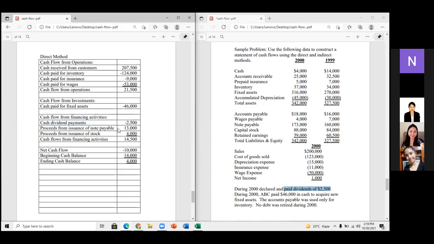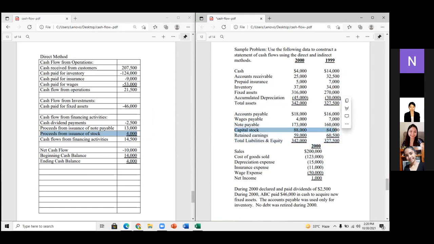And yung 13,000 naman, proceeds from issuance of notes payable. Andito siya. Itong notes payable, kung mapapansin mo, nagkaroon siya ng increase. So, ibig sabihin, nagkaroon ka ng proceed. Nakuha natin yan kasi 173 na ending, niles natin yung 160 na beginning. Kaya may magkakaroon tayo ng 13,000 na amount na proceeds. And itong proceeds naman from issuance of stock, andito siya nakuha sa capital stock.